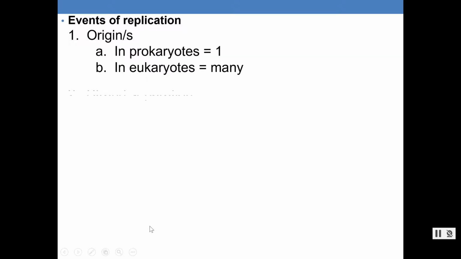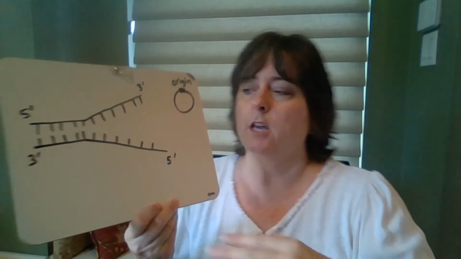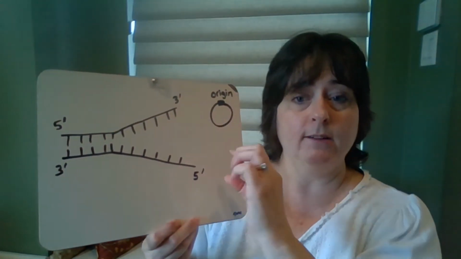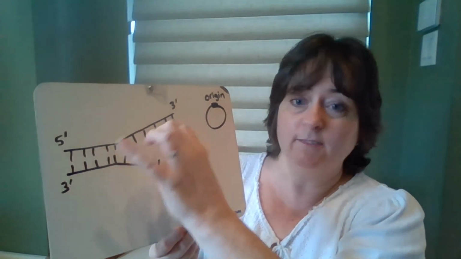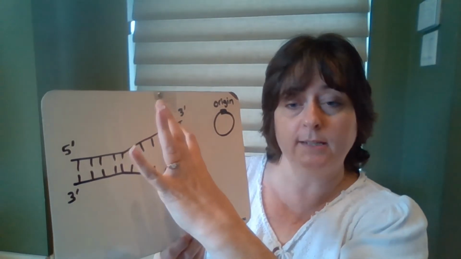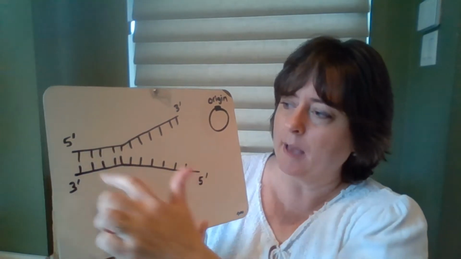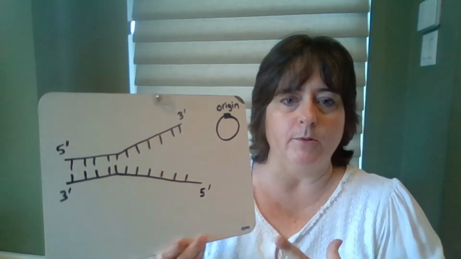Back to your PowerPoint: one origin for prokaryotes. The next thing that has to happen is a process called strand separation. I'm going to go back to my whiteboard, and then we'll come back and fill that strand separation in. Here is my shorthand version of my double helix, and the first thing that needs to happen, as you saw in the template concept, is that we need to separate these two strands. How does that happen? I've got my nucleotides labeled, and I've got 5' and 3' labeled correctly.